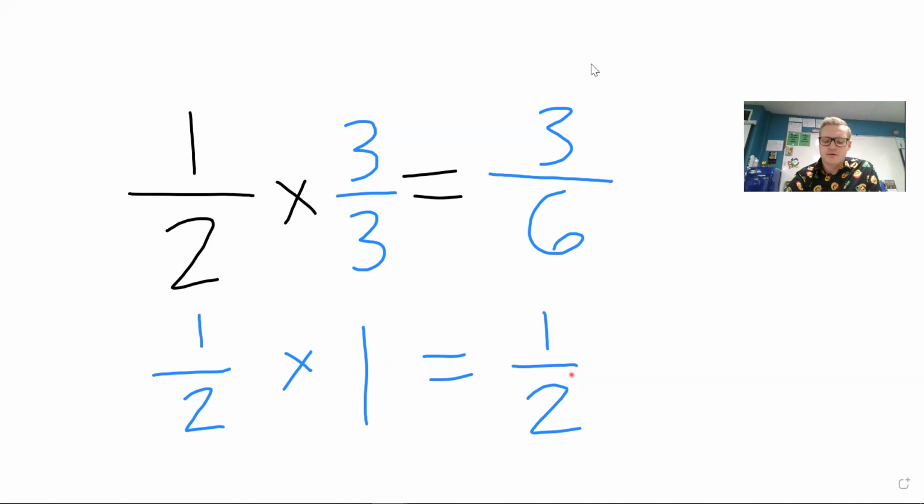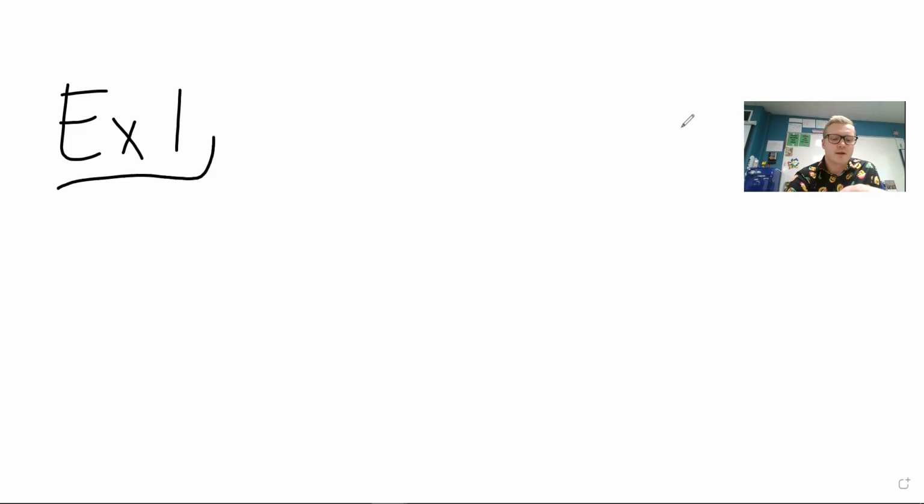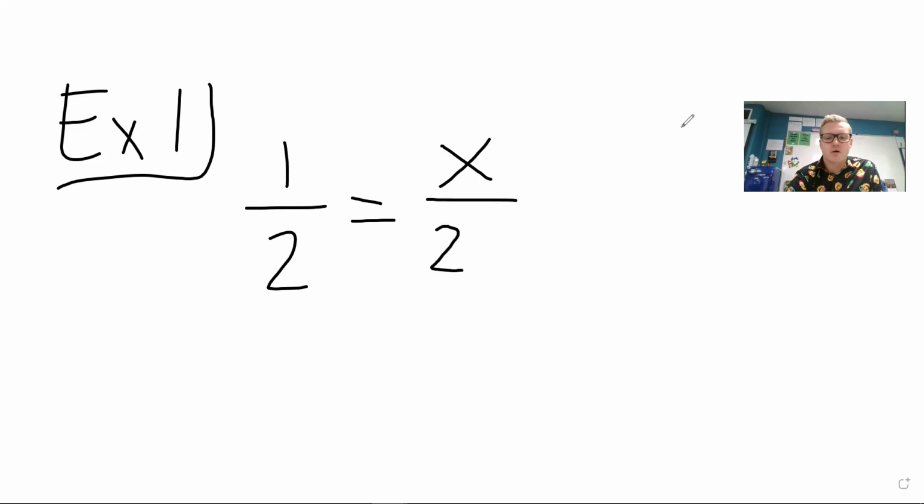All right. So Mr. Doomer, why is that important? Well, let's look at some of these problems that you guys have for your homework assignment. So on page 223, let's look at example 1. Example 1 says write a fraction equal to 1/2 that has a denominator of 20. So we have 1/2 equals an unknown number, let's call that x, over 20.